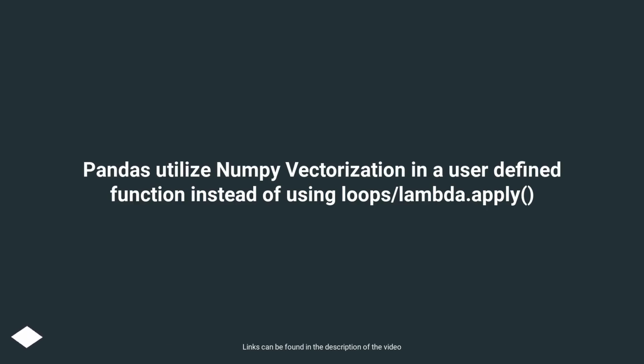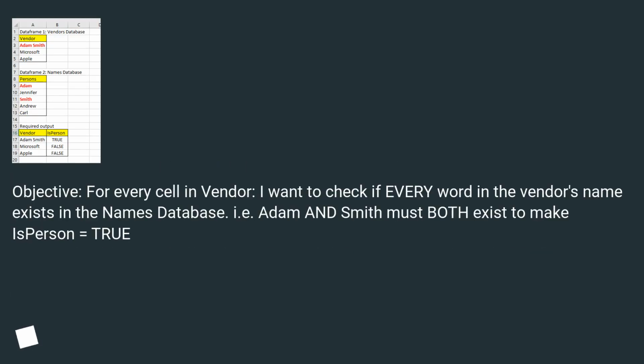Pandas utilize NumPy vectorization in a user-defined function instead of using loop/lambda.apply. Objective: for every cell in vendor, I want to check if every word in the vendor's name exists in the names database. I.e. Adam and Smith must both exist to make isPerson equal true.